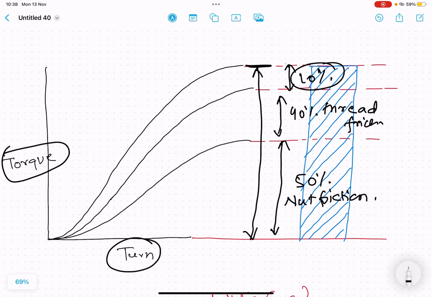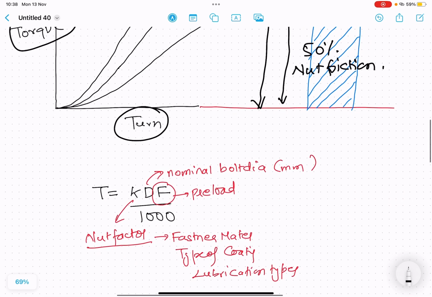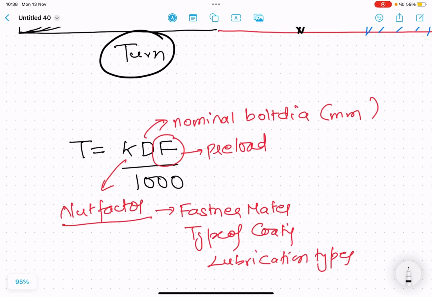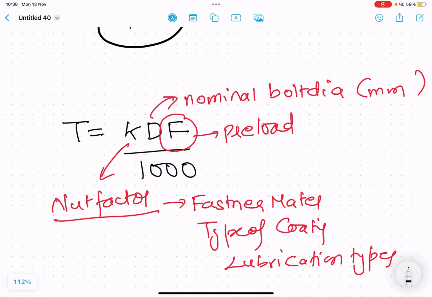Torque versus turn. Now in order to identify the torque that we have to provide, there is a simple formula, and this formula is T = KDF/1000. T is the torque. Kindly understand all these terms. K is basically the nut factor. With the bolt we are providing some nut. D is the nominal bolt diameter in mm. And F is the preload, and this preload we have to calculate.